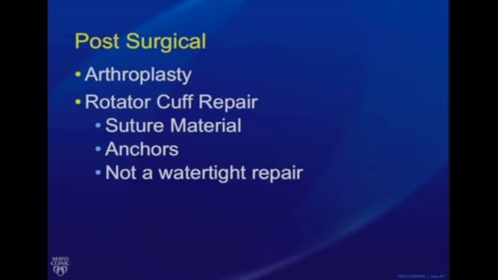Now, post-surgical cuffs are even more difficult to see. One of the big problems is that there is a lot of material in there because of the rotator cuff repair. The suture material, the anchors, they make it difficult to see the cuff because of the artifacts. Additionally, the rotator cuff is not a watertight repair. So you can see a little bit of fluid within the cuff or what seems like a partial thickness tear, but it may be just because you have to remember that it's not a watertight repair.